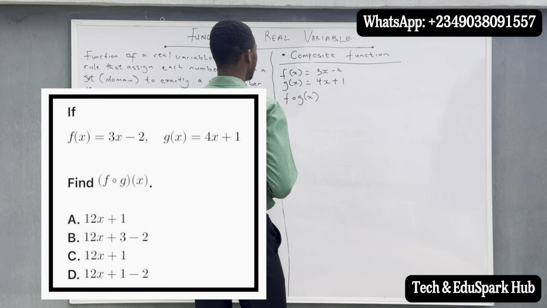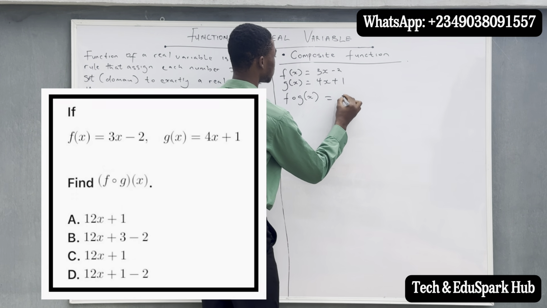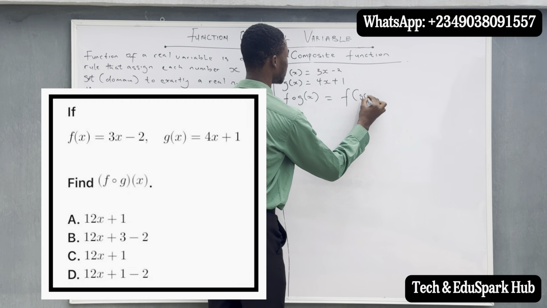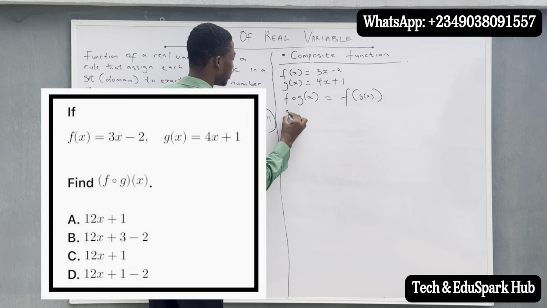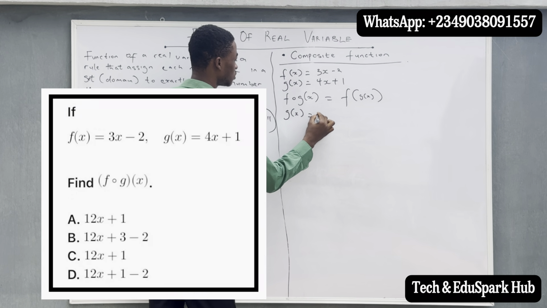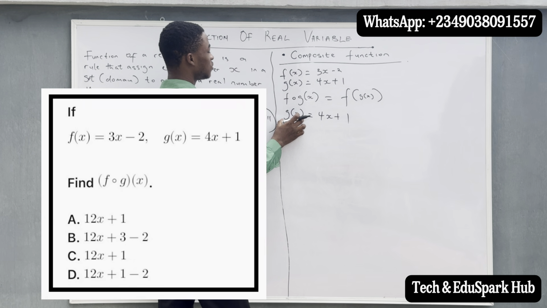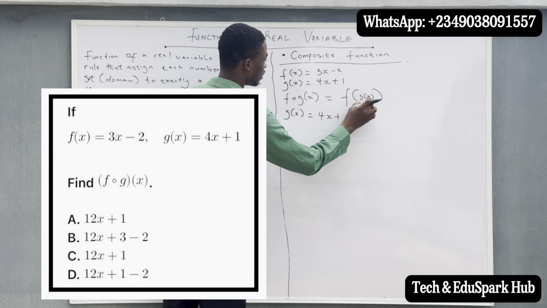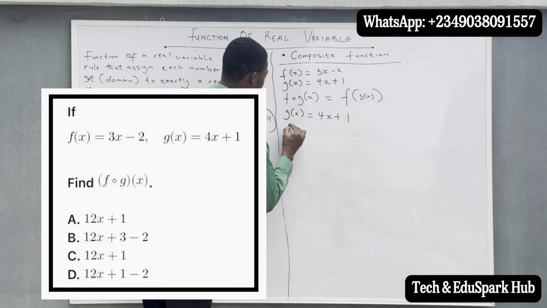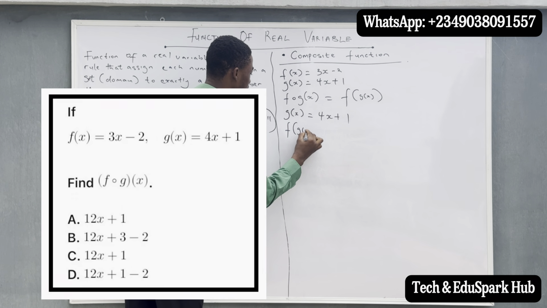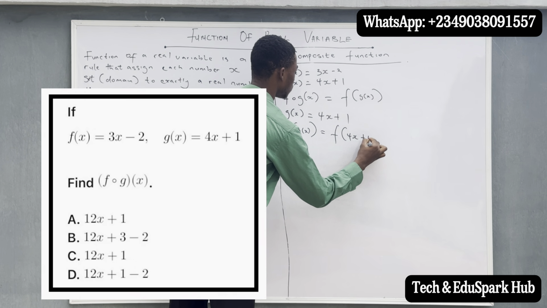So in solving this kind of question, remember that f of g of x can be written as f open bracket g of x. So in order to do this, we know that our g of x is equal to 4x plus 1. So now that our g of x is equal to 4x plus 1, we can now put that 4x plus 1 to replace this g of x, because this is equal to g of x. So we now have f of g of x to be equal to f of 4x plus 1.